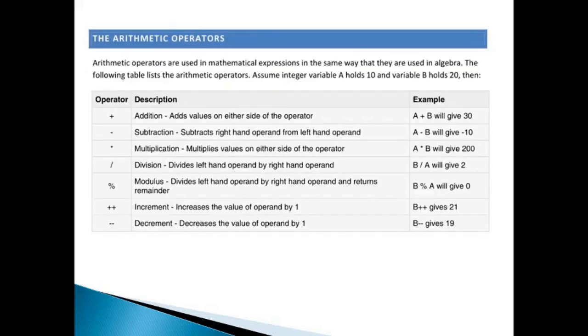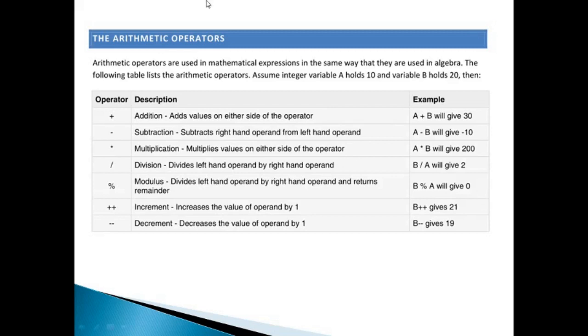Now, arithmetic operations are those operations that are performed by the arithmetic operators. The arithmetic operators are plus, minus, that is subtract, asterisk denoted for multiplication, division, modulus, that is the remainder, and the increment and decrement. In increment and decrement, they can be post increment or pre increment, or post decrement and pre decrement operators.